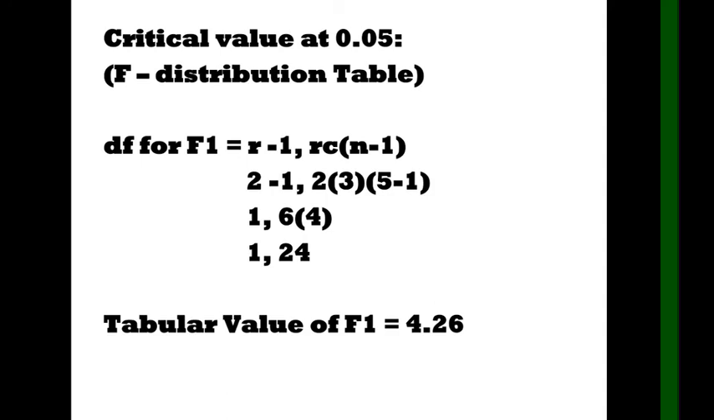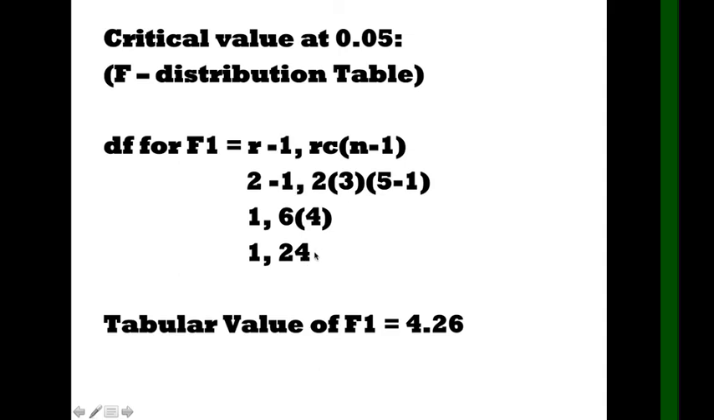So for the F distribution table, for the DF for F1, we have the formula R minus 1, comma, RC times N minus 1. So we have R, which is equal to 2. R is 2 times 3 for the C column. N is 5. Just do the operation. So we have 2 times 3, that's 6. 5 minus 1 is 4. 2 minus 1 is 1, of course. 6 times 4 is 24. So we have 1 and 24 for the F1.